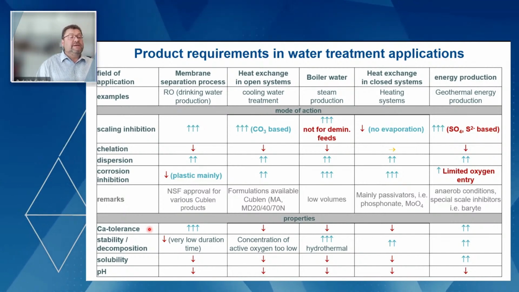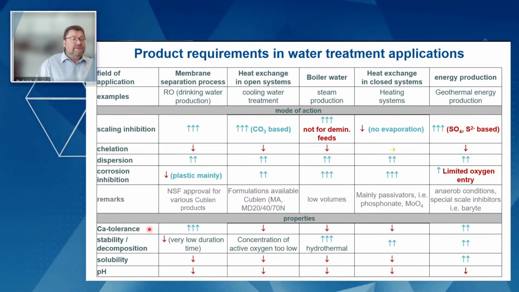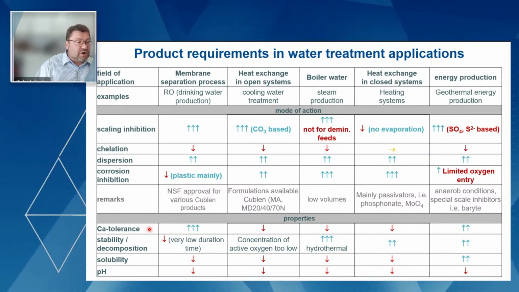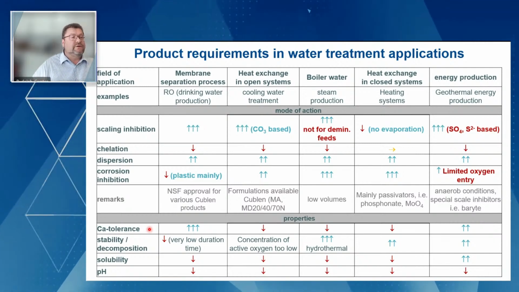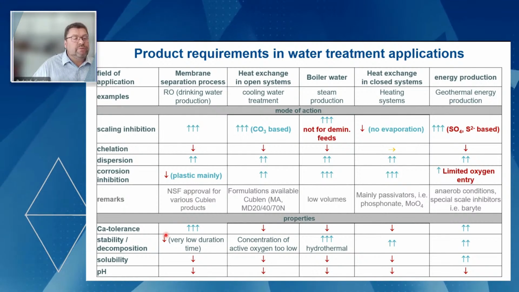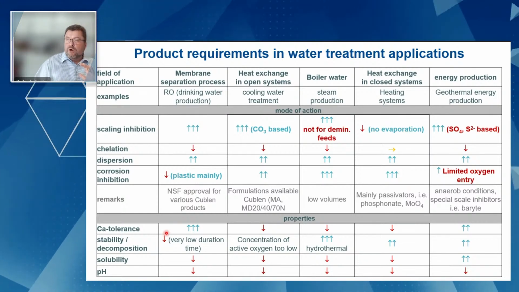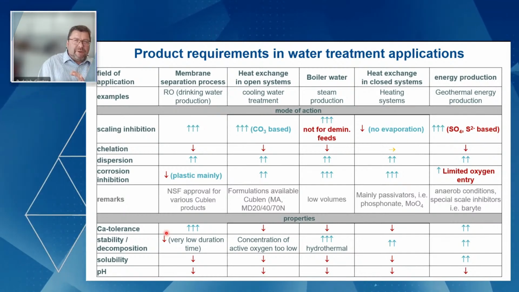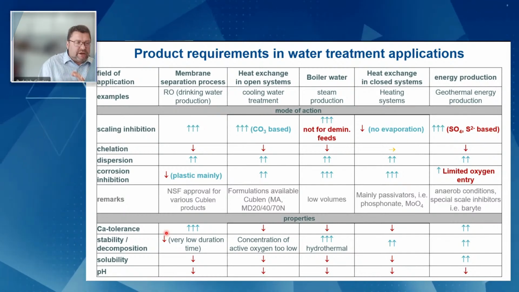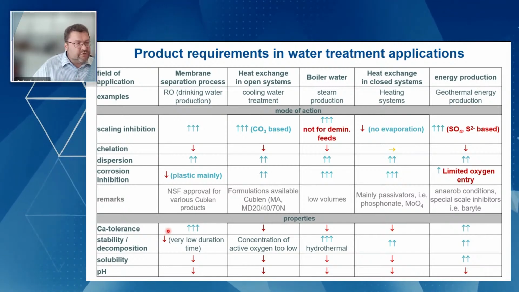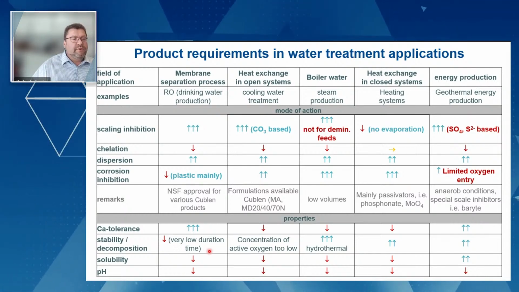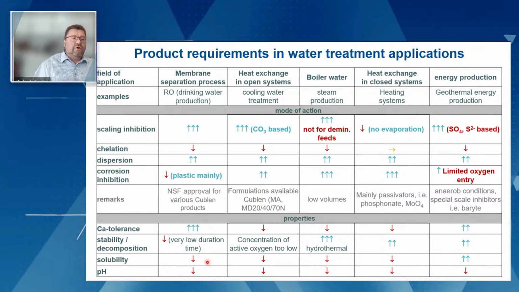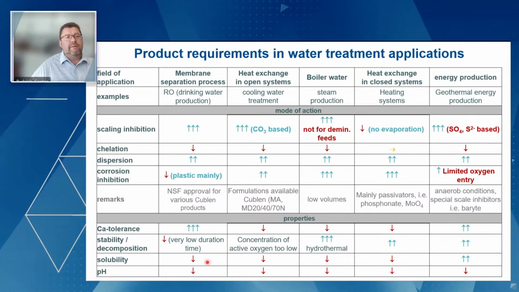There are other parameters of the product which are of importance. One is, for example, the calcium tolerance. That means the tolerance against high calcium content, which is of importance for these membrane separation processes, because here, although the duration time is short, the concentration ratio is incredibly high in front of the membrane, so it plays a role. Stability or decomposition is not of any importance here because the duration time is extremely low. Also, solubility or pH does not play a role because the dosage is extremely low, a few ppm only.